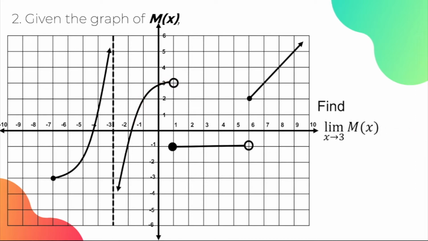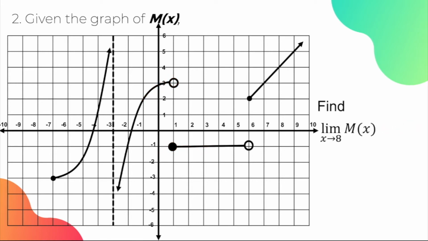Now let's find the limit of the function m of x as x approaches 3. As you trace along the graph of m of x as x approaches 3, we can see that the y value f of x approaches negative 1. Therefore, the limit of m of x as x approaches 3 is negative 1. Now let's find the limit of m of x as x approaches 1. As you can see in the graph, the left-hand limit of the function is not equal to the right-hand limit of the function. Therefore, the limit does not exist.